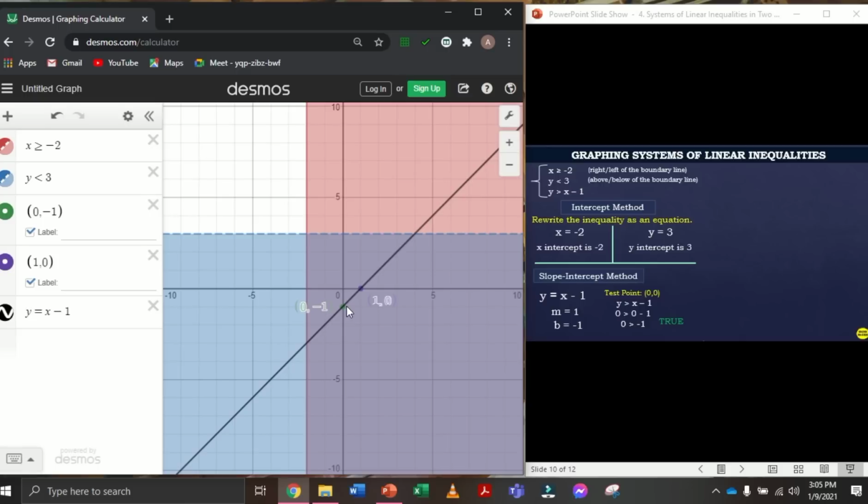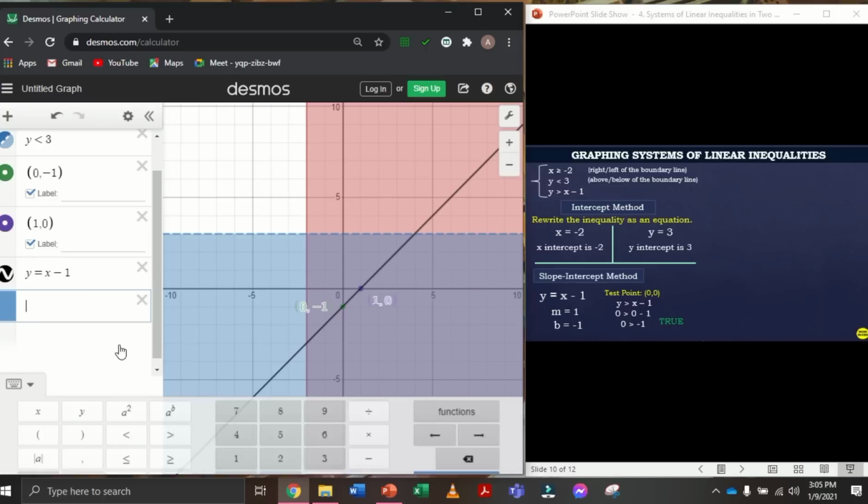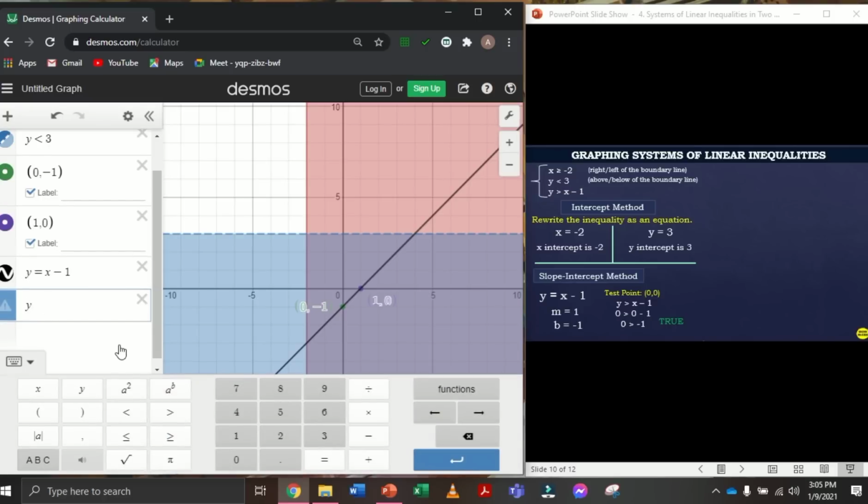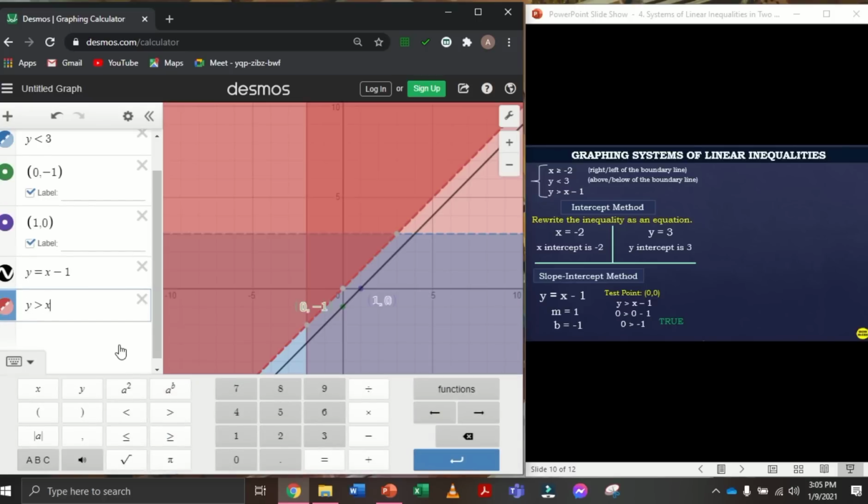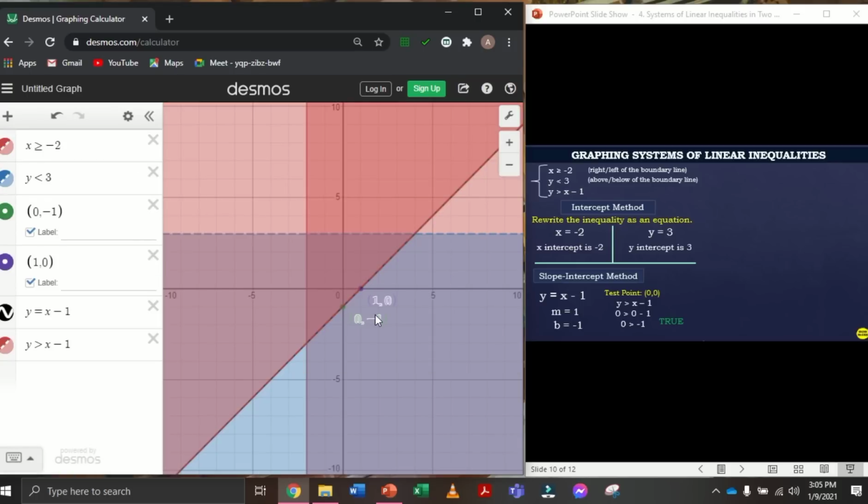Ayun. So, ayan na po. Now, from here, since true ito, dapat itong test point mo, kasama, dito ang graph niya. Dapat. Kasi kasama dapat to. So, graph natin siya, y is greater than x minus 1. Okay, so ayun po. Now, sige, tanggalin na natin ito. So, ito po yung boundary line natin. As you can see, broken line siya.